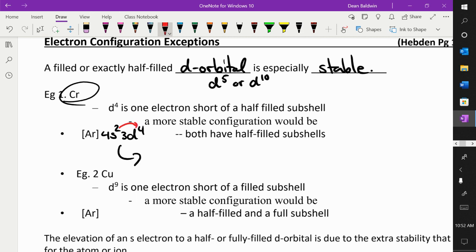So the actual electron configuration is 4s1, 3d5. And I guess I should put the argon in front of it.